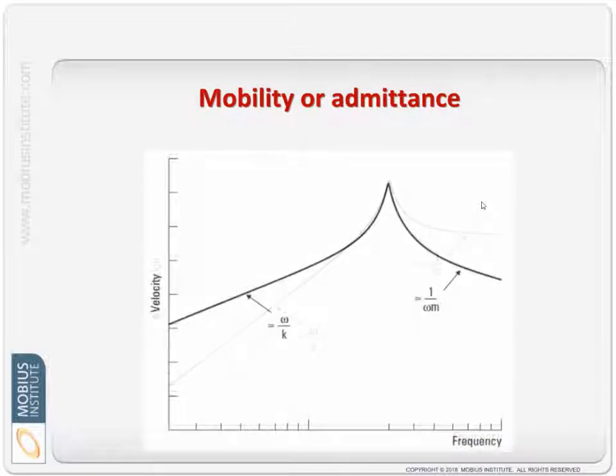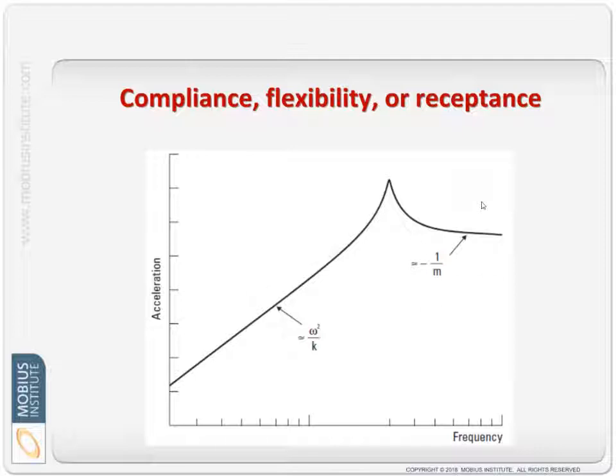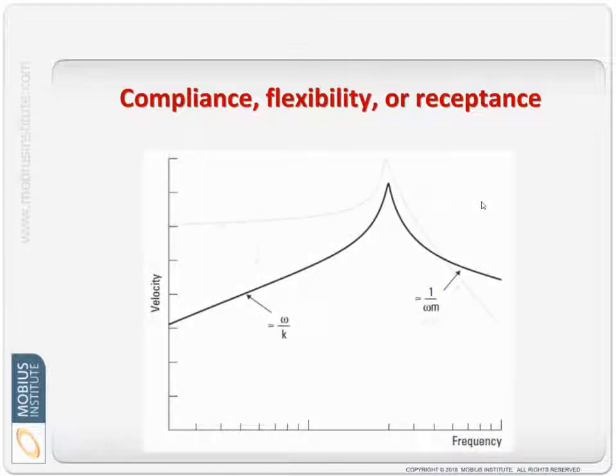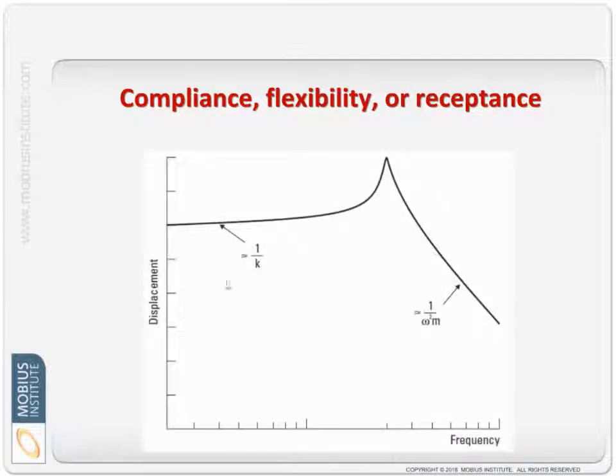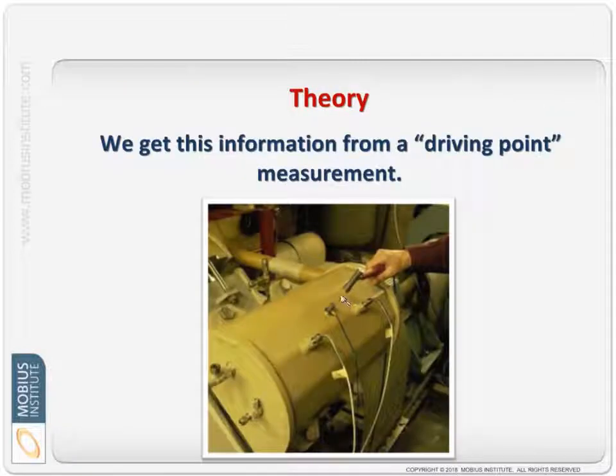We can determine damping easily from the velocity, and we can look at the stiffness from the displacement versus frequency, and we call this compliance, flexibility, or receptance. So in other words, we can just do a driving point measurement, put an accelerometer on, impact it right at that spot, and we get all that information.